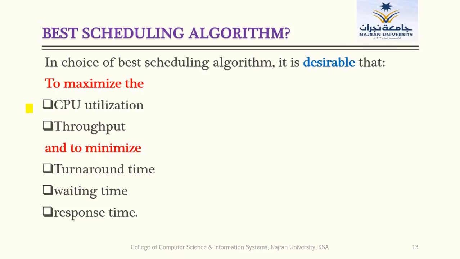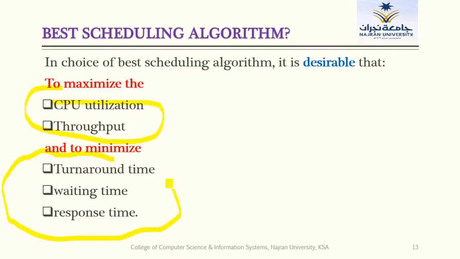So which algorithm will be the best scheduling algorithm? In choosing the best scheduling algorithm, it is desirable to maximize two criteria, CPU utilization and throughput, and to minimize turnaround time, waiting time and response time. If you go back and see the examples I gave for each criterion, you will see that the algorithm which utilizes more CPU is better, so we need to maximize utilization. For throughput, the algorithm which completes more processes in a unit time is better than the other algorithm.